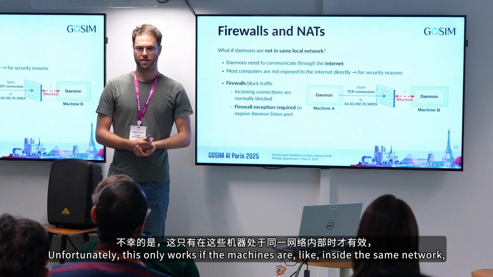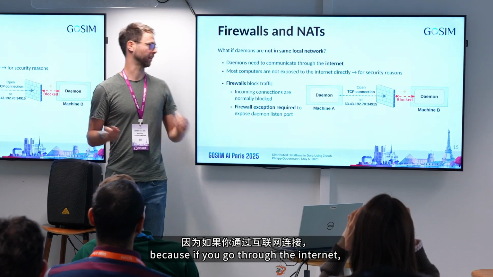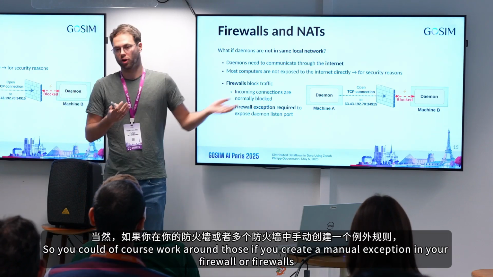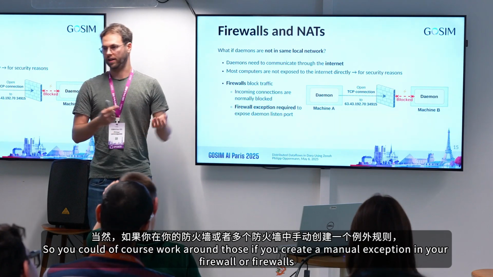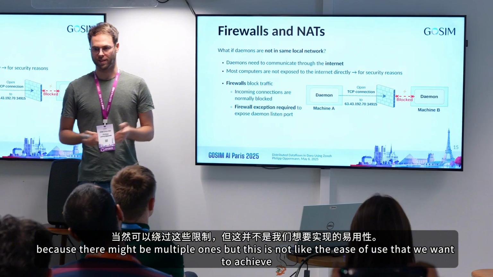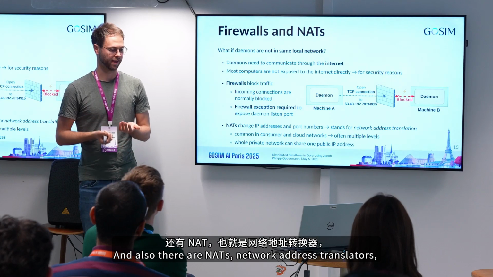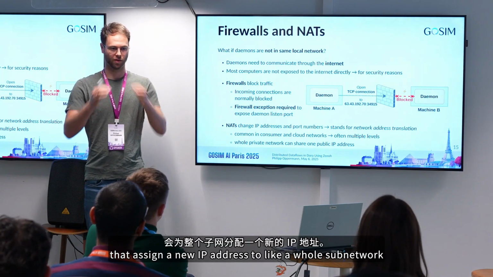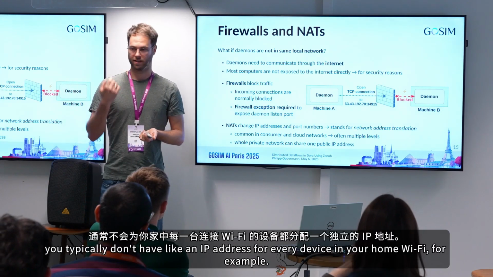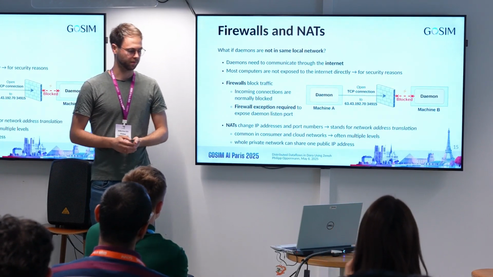Unfortunately, this only works if the machines are inside the same network, because if you go through the internet, then there are typically things like firewalls that block incoming traffic. So you could, of course, work around those if you create a manual exception in your firewall or firewalls, because there might be multiple ones. But this is not the ease of use that we want to achieve. And also there are NATs, network address translators, that assign a new IP address to a whole subnetwork. Because public IP addresses are limited and expensive, you typically don't have an IP address for every device in your home Wi-Fi, for example.